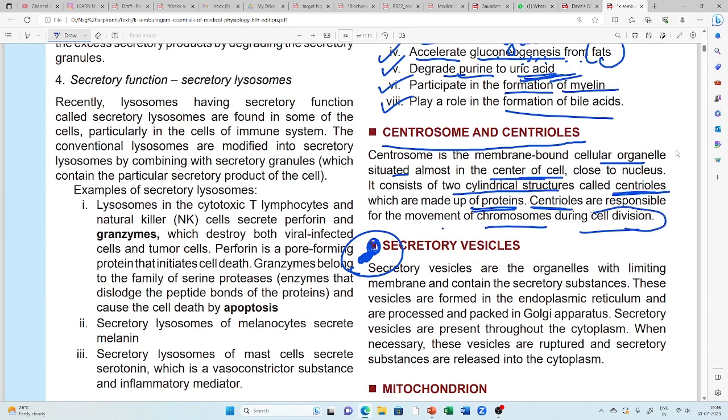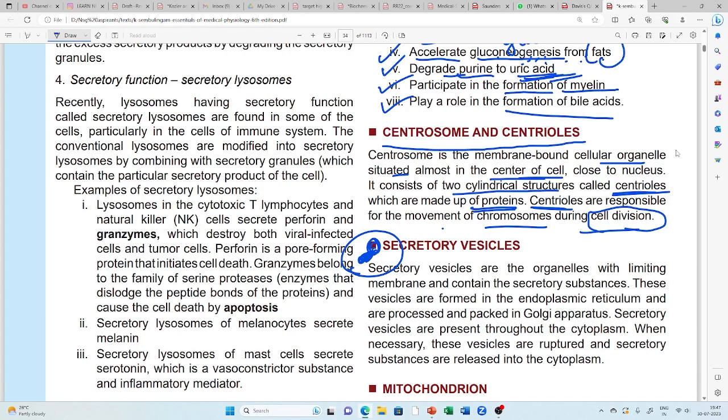Cell division, we will study mitosis and meiosis and the cell cycle later after this cell. At that time you will come to know what the function of centriole is. Centriole is an important organelle inside the cell. It is found near the nucleus and it is very helpful during cell division.